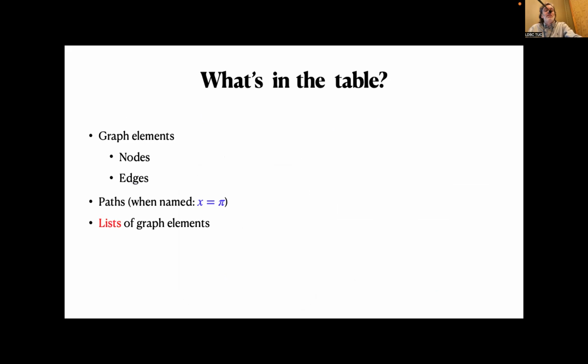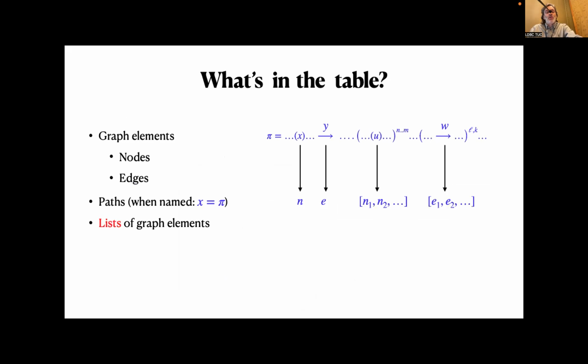And we also have lists of graph elements, right? So what do we get lists from? We get lists from here. If we have some repetitions inside, then as your pattern gets matched and you repeat the pattern several times, every time you repeat it, you have a binding, right? And this binding goes into a list. So this way you can write a very clean semantics.